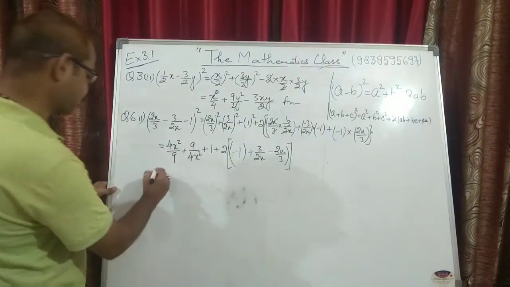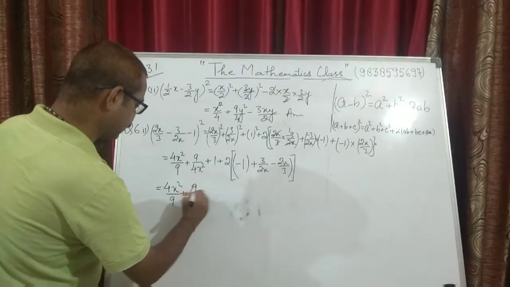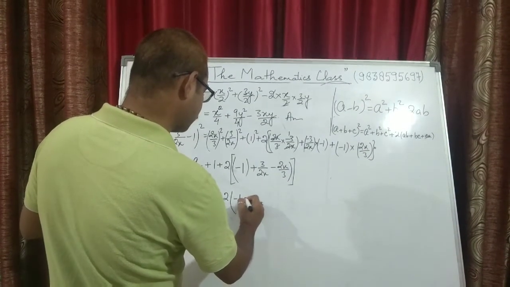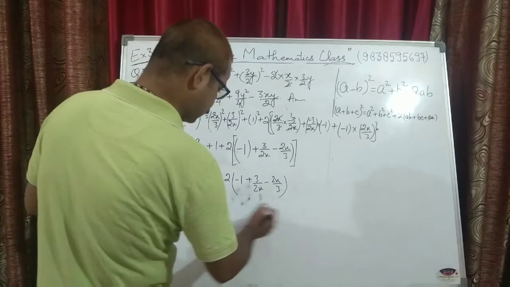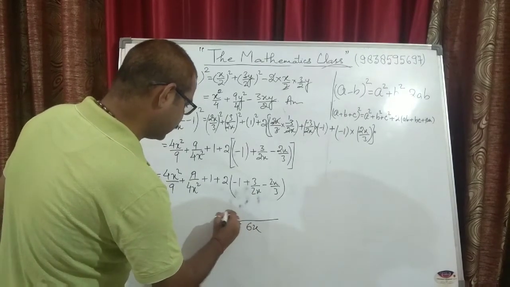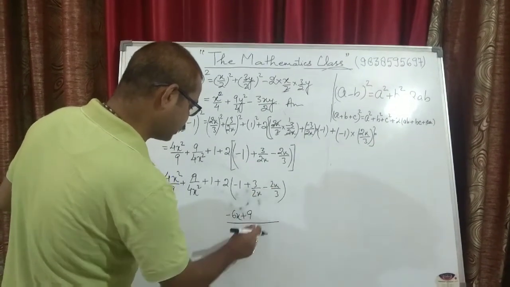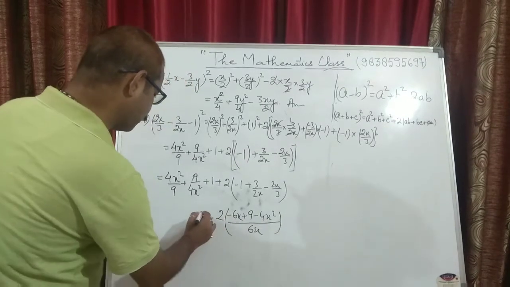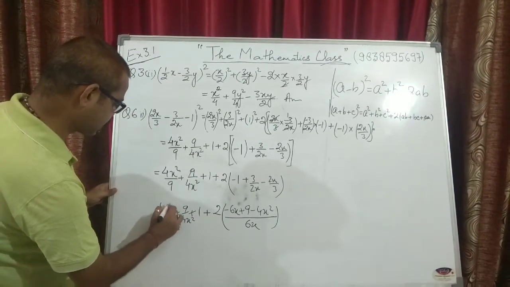Now if you want, you can solve it out. So this is 4x square upon 9 plus 9 upon 4x square plus 1 plus 2 times of, this can be written as minus 1 plus 3 upon 2x minus 2x upon 3. If you want, let's take LCM. LCM will be 6x. So this will be minus 6x and 3 times 3 is 9, 3 times 2 is 2x, minus 4x square, and into 2 plus 1 plus 9 upon 4x square plus 4x square upon 9.